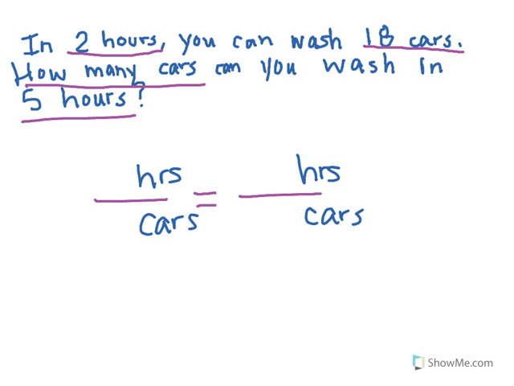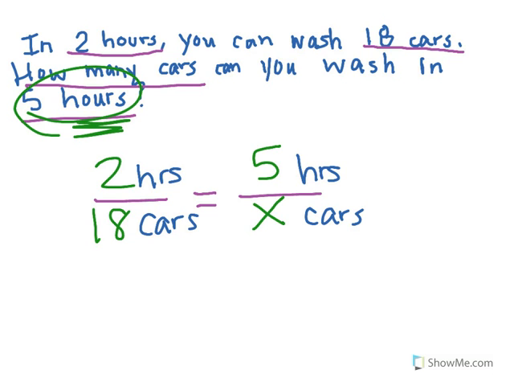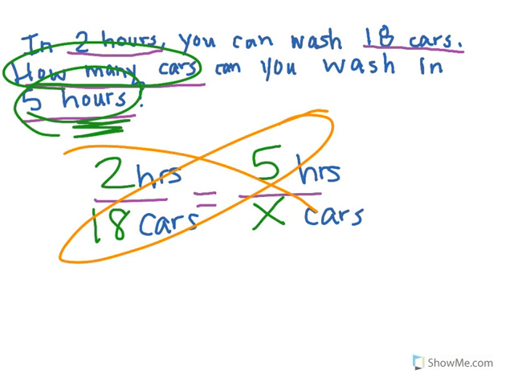So we were told that in 2 hours we're able to wash 18 cars. And I want to know how many cars we're able to wash in 5 hours. This 5 hours tells us, because of the hours, it's going to be the numerator, and x will be the denominator. We're trying to figure out how many cars. And so we'll go ahead and circle our cross products.